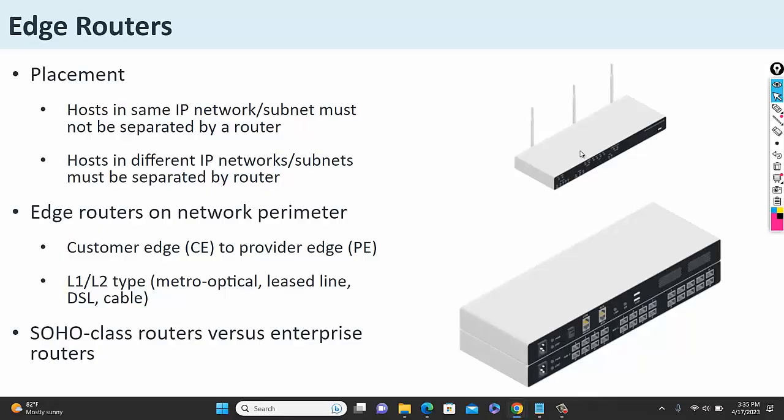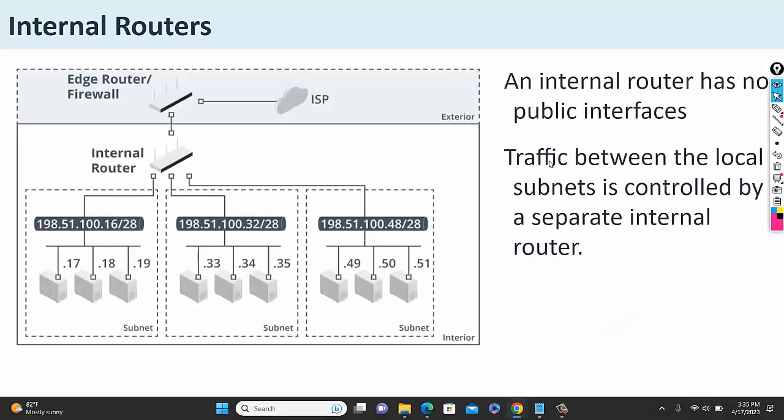Okay. So is there any other type of router? Yes, internal routers. Internal routers are used inside the organization, as the name says. Internal router means both interfaces are connected with the LAN.